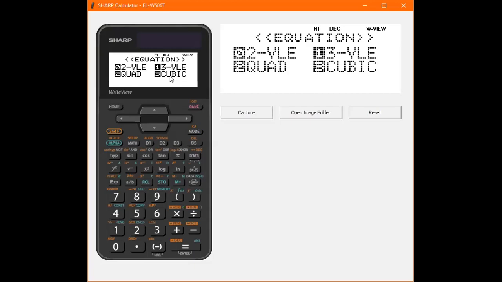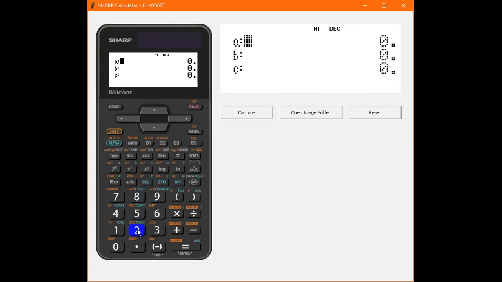Okay, so let's do an example. Let's do the quadratic equation. So a, let's call it 1. Let's make this -5, and let's make this 6. That should give us the right one, right?